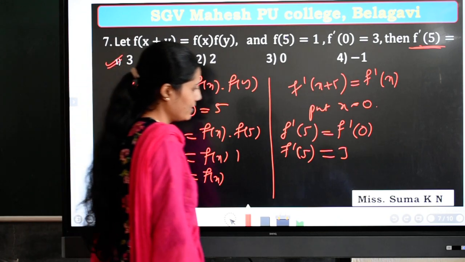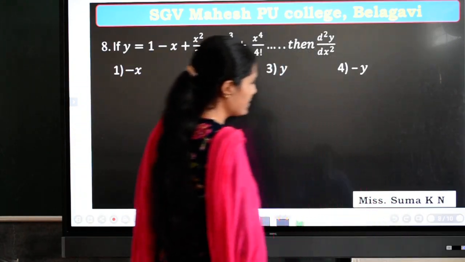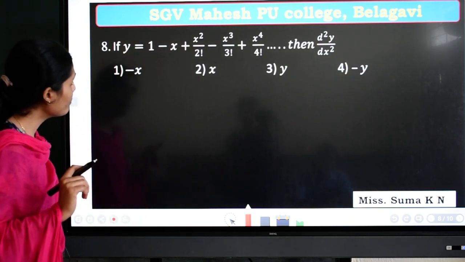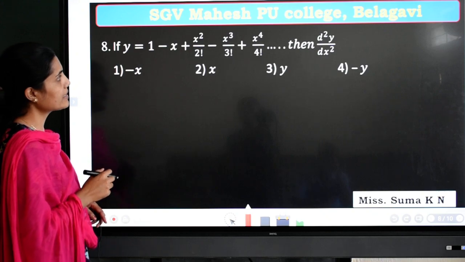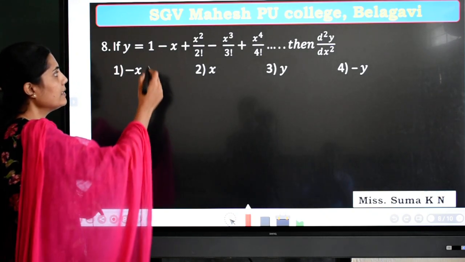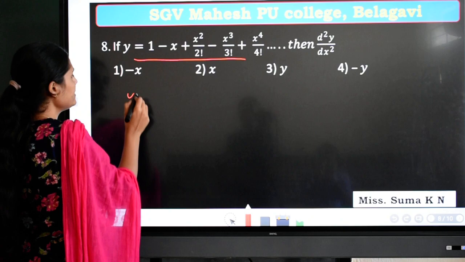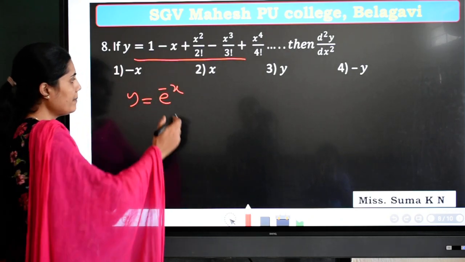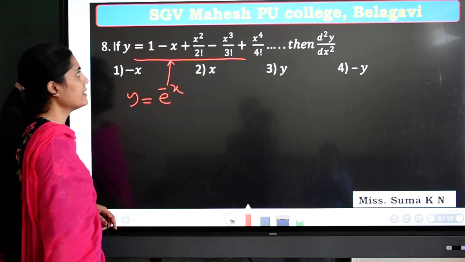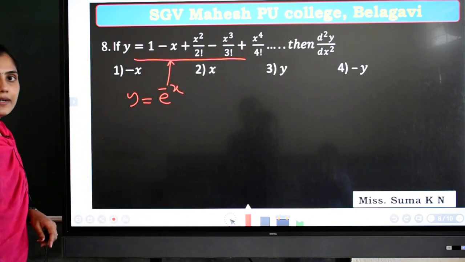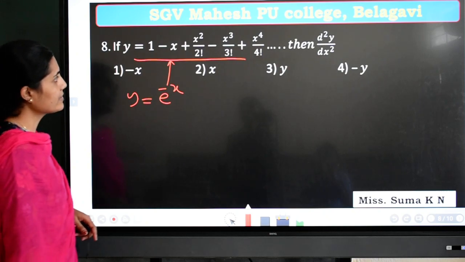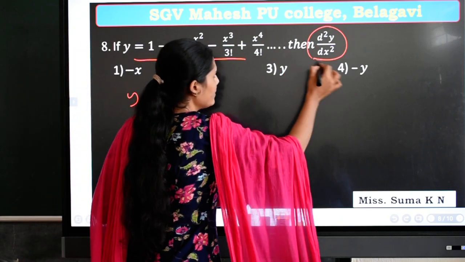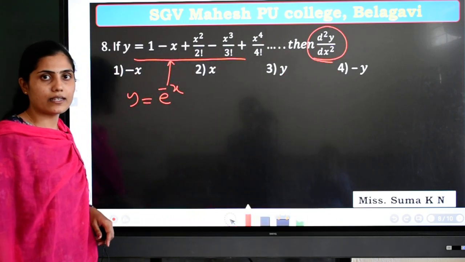Now see the next question. If y is equal to 1 minus x plus x square by 2 factorial minus x cube, this is the expansion of what? Y is equal to e power minus x. Y is e power minus x, we are going to write as 1 minus x plus x square by 2 factorial minus x cube by 3 factorial plus up to so on. Now what they are asking is the second order derivative of this given function.